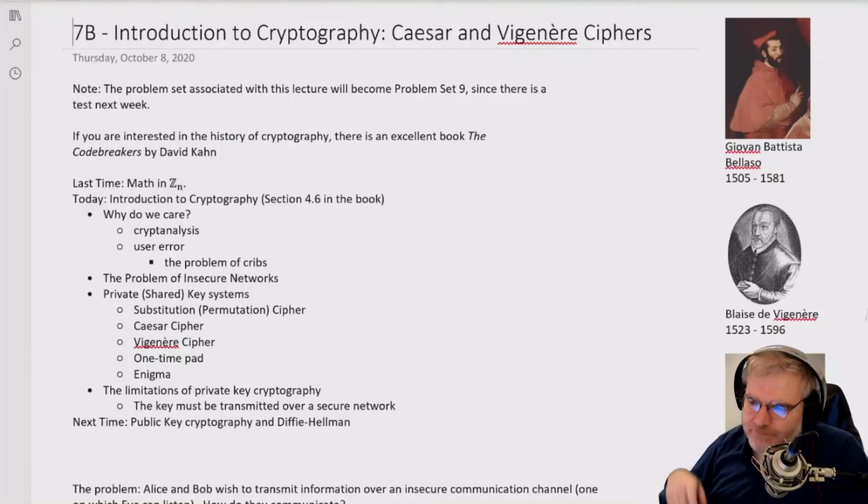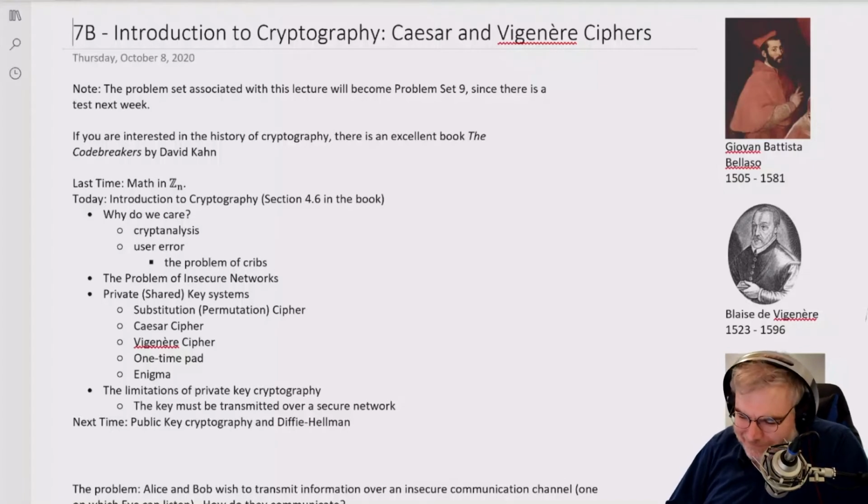Okay. So, moving on. We want to introduce cryptography and ciphers today.